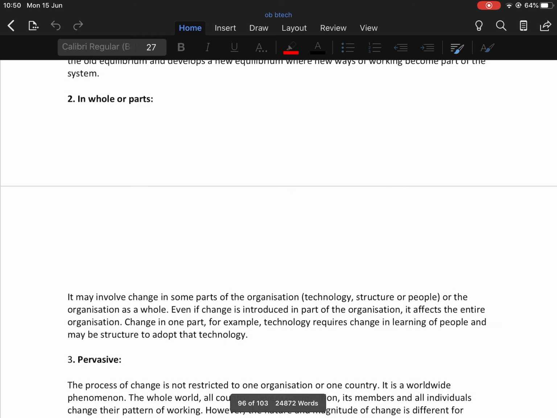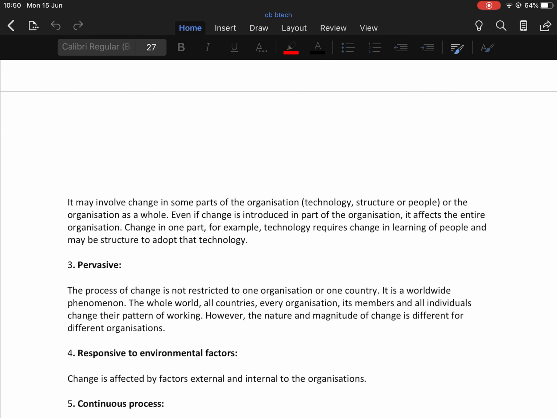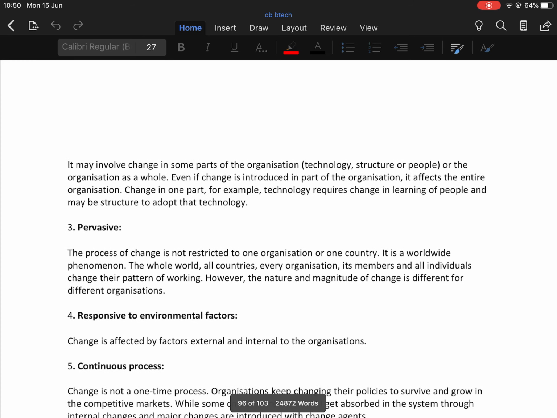Second is in whole or part. A change may involve some parts of the organization, and it may be technological, structural, or people, or the organization as a whole. Even if a change is introduced in part of the organization, it affects the entire organization. For example, a change in technology requires change in learning of people and maybe structure to adapt to that technology. Third feature is that it is pervasive.